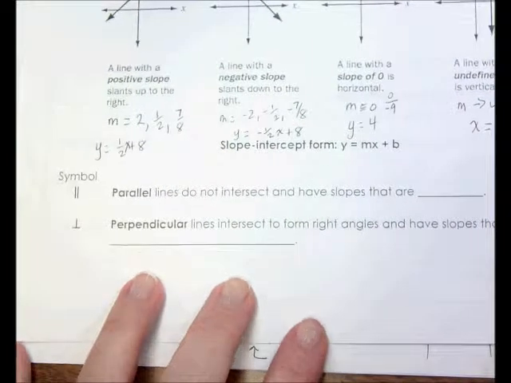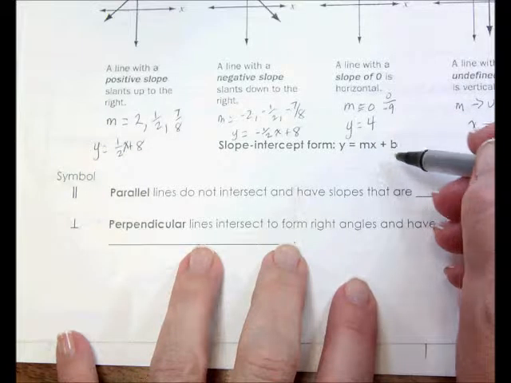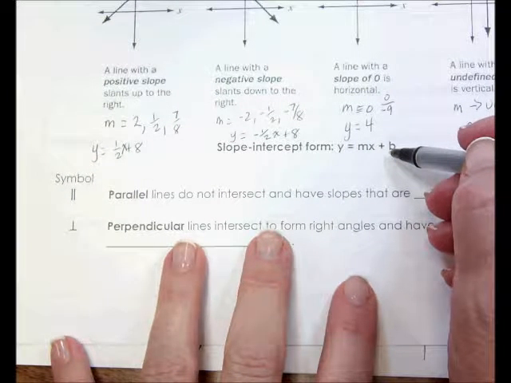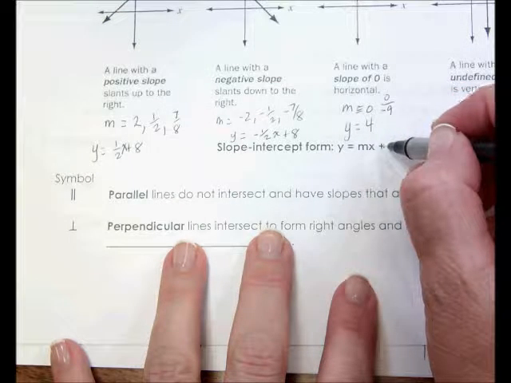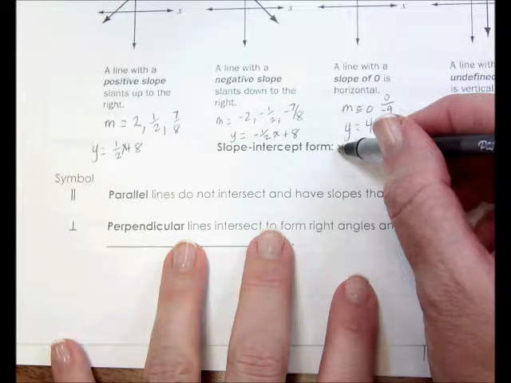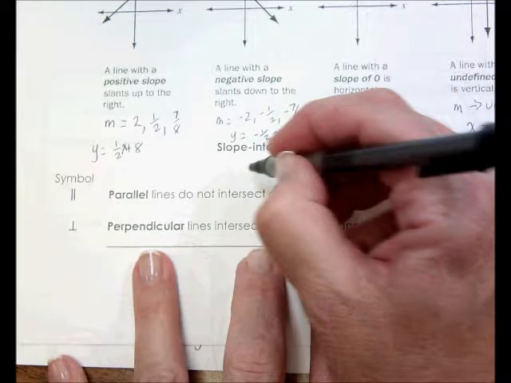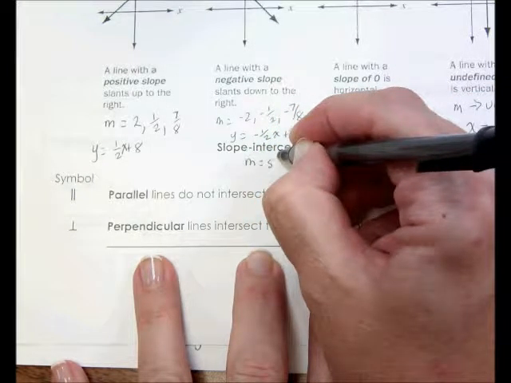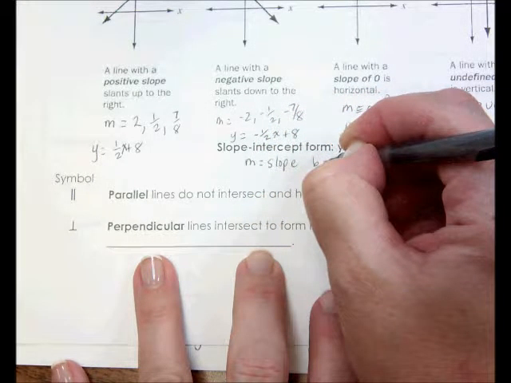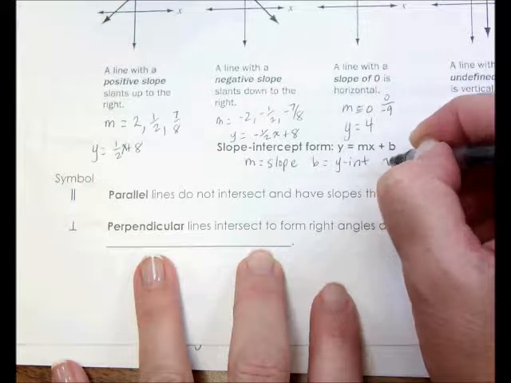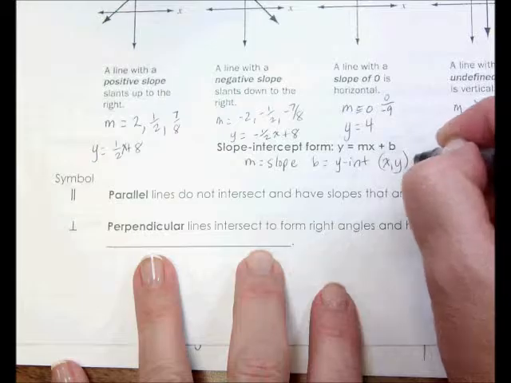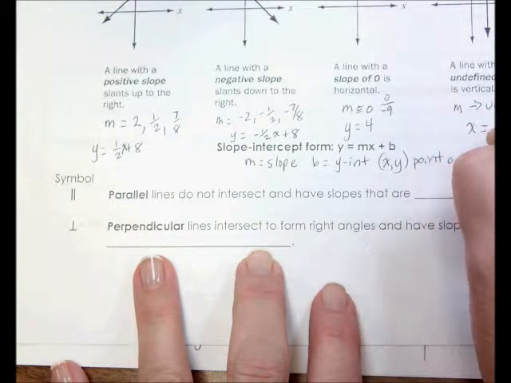So then we moved on to talk about the slope-intercept form, which is a very important concept that we're going to be using over the next few days. And slope-intercept form is the equation of a line, y is equal to mx plus b, where m is equal to the slope, b is equal to the y-intercept, and then (x, y) is actually a point on the line.